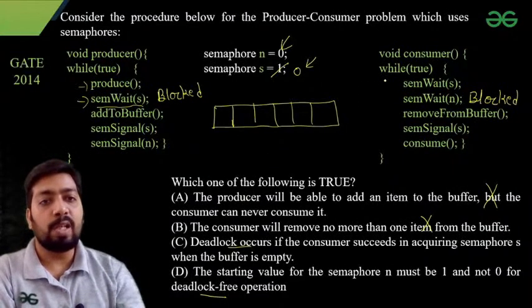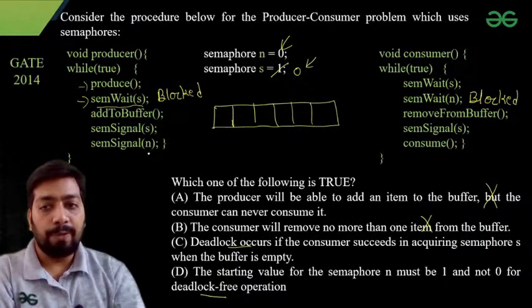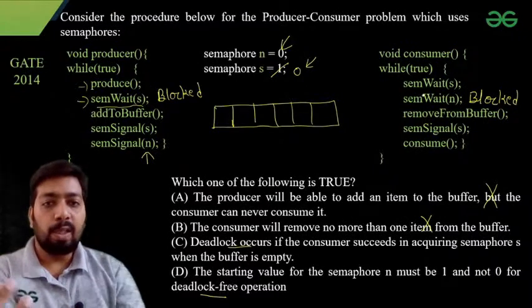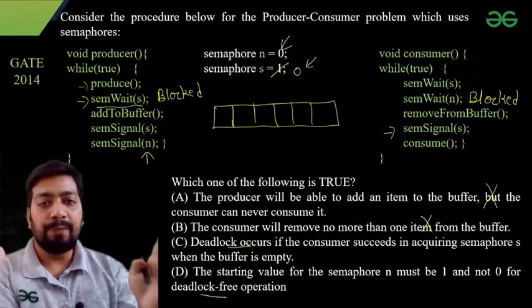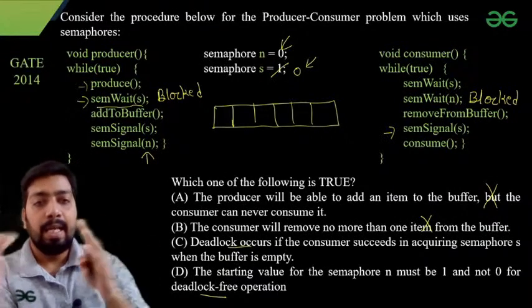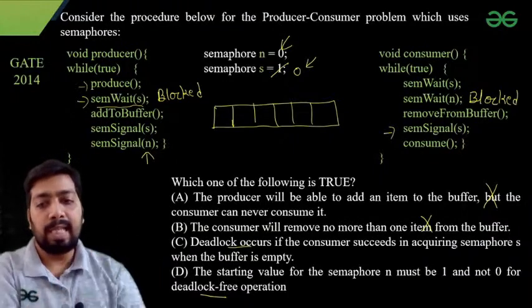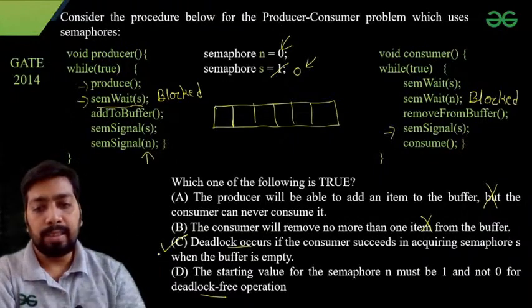The consumer cannot consume any item because it is waiting for the signal of n, which can be performed only by the producer, and the producer wants to perform the wait operation on semaphore s, but a signal can be done only by the consumer. So both are waiting for something which is held by the other process. So that's why it is a deadlock. So the answer would be C.